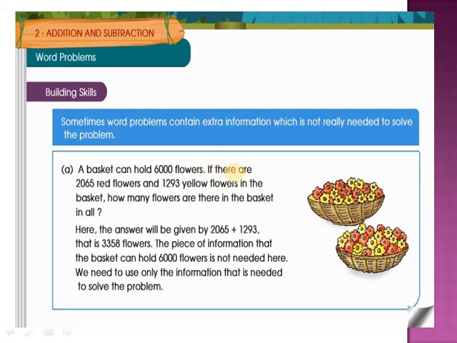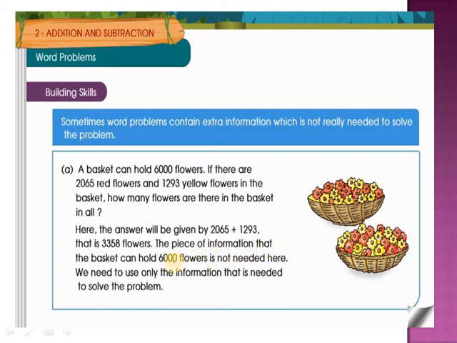6,000 flowers. If there are 2065 red flowers and 1293 yellow flowers in the basket, how many flowers are there in the basket in all? So here the answer will be given: 2065 plus 1293. That is 3358 flowers.